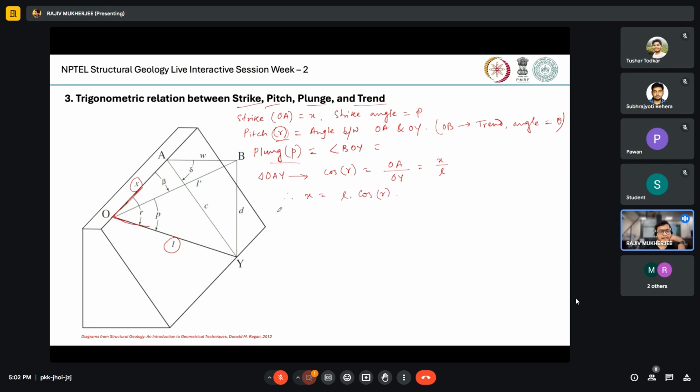And for the triangle OAB, for the triangle OAB as well, we can see that we can find the value of X through the cosine of angle beta. So for triangle OAB, cos of beta will be OA by OB.